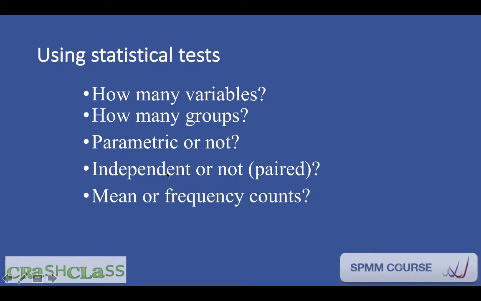How many variables, how many groups, parametric or not, independent or not, mean or frequency counts. What is comparison of mean? You'll compare the weight of one group with the weight of the other group. There's no categorization here. 2 groups, that's it. You're not putting people into any further boxes. Only 2 groups are there. So you're comparing mean values. Okay, so keep those 5 questions in mind.